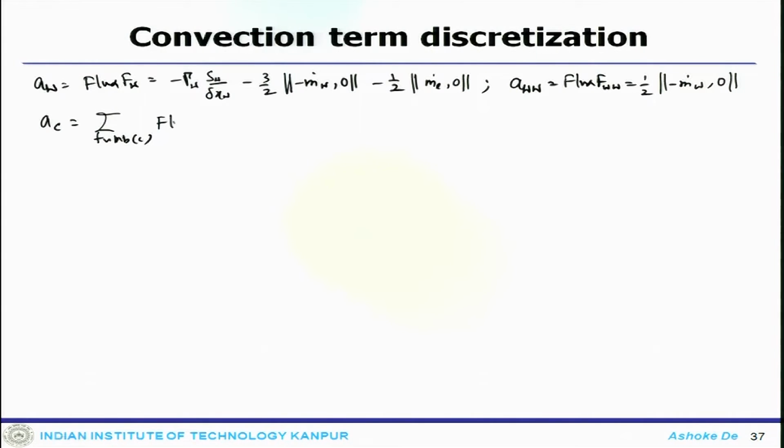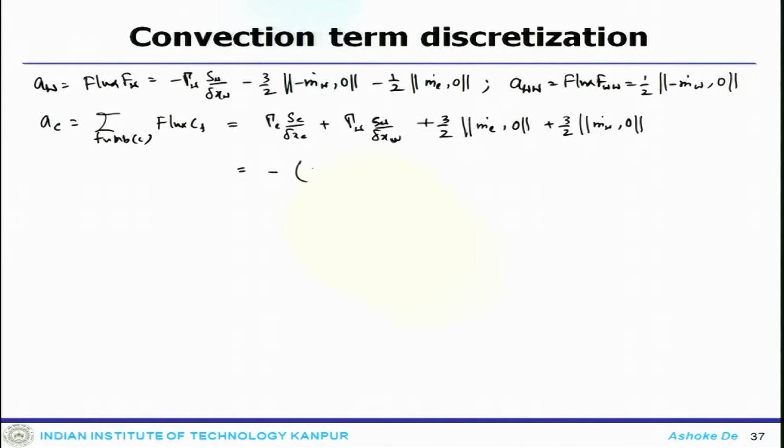And A C, which is the summation of all the fluxes, which is flux C F, that will get you gamma A C by del x E plus gamma W S W by del x W plus 3 by 2 m dot E 0 plus 3 by 2 m dot W 0, which one can write with negative sign as AE plus AW plus AEE plus AWW plus m dot E plus m dot W. So, for the continuity equation to be conserved, this will go away.